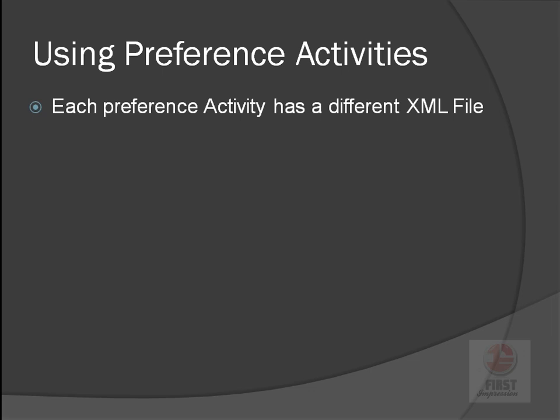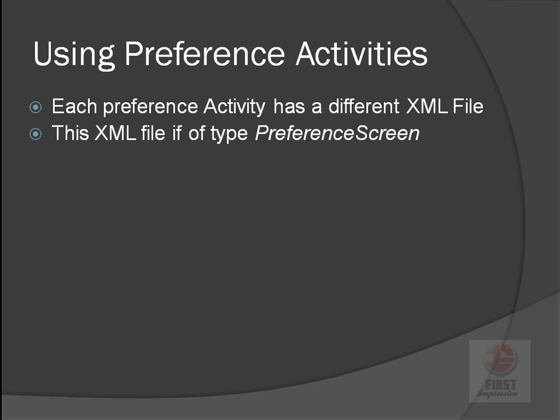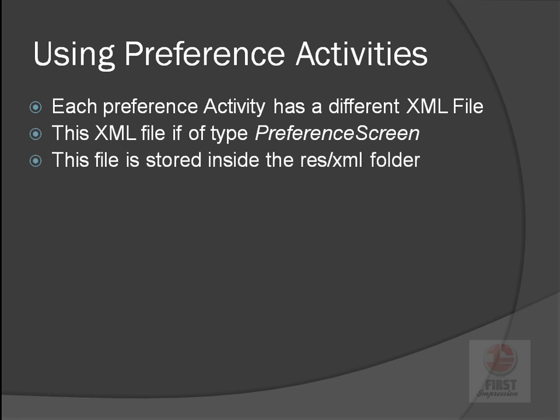Each preference activity should have a different XML file. As a glitch over here, all preference activity files are stored inside the res/xml folder. Preference activity files are not stored inside the res/layout folder. They are stored inside the res/xml folder, and the base element of this type of XML file is PreferenceScreen. For example, in case of menus, the base element was menu. In case of layouts, the base element was LinearLayout, RelativeLayout, etc. In case of preference activities, the base element is PreferenceScreen.